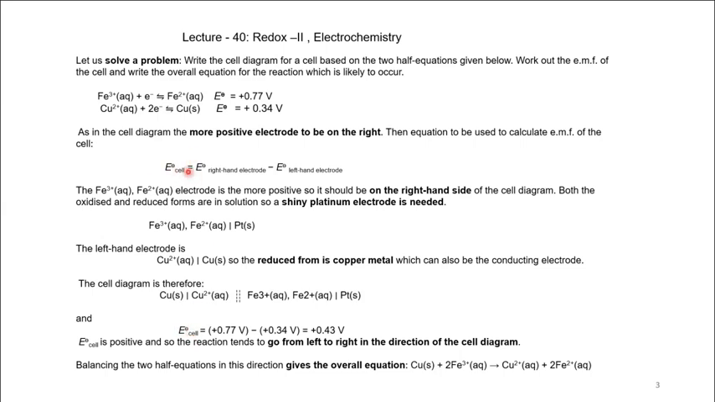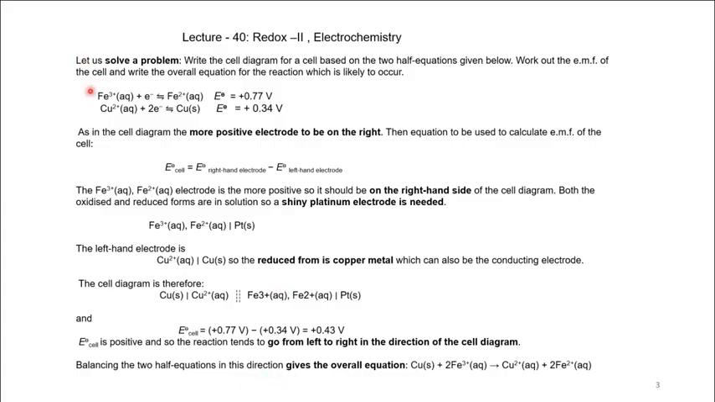If you remember, the standard electrode potential of the cell is the right hand electrode standard potential minus the left hand electrode standard potential. This is the right hand electrode, that is the value, and then minus the left hand electrode, that's the value, and in total we have this value. This is a positive value, so we can now say the reaction will go from left to right in the direction of the cell diagram.